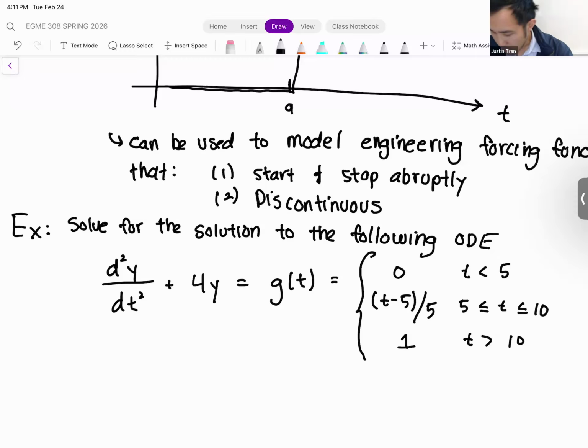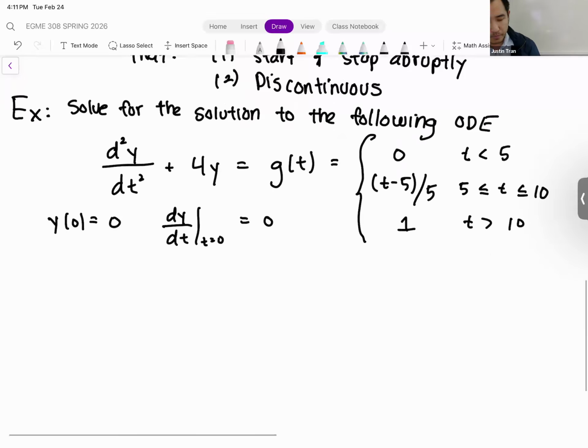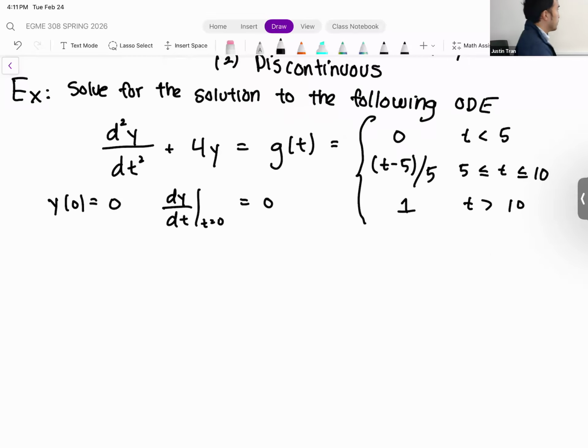Okay. And then before I forget, let me give you the initial conditions. So initial conditions, we have y of 0 is 0. And then the initial velocity dy dt at t is equal to 0 is also 0. Okay, so we're starting completely from rest, and so we don't have any initial displacement or any initial velocity. But we do have this kind of ramped forcing function.